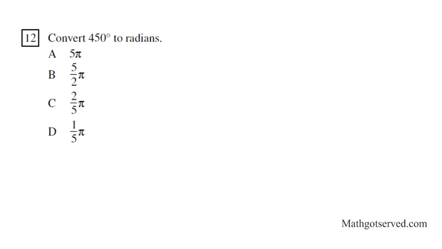Alright, moving to question 12, where we convert 450 degrees to radians. When you're converting, you need to remember that your conversion factors are pi over 180 degrees, or 180 degrees over pi radians. One of these two conversion factors is appropriate for this problem. So we have 450 degrees. Let's put it over 1.